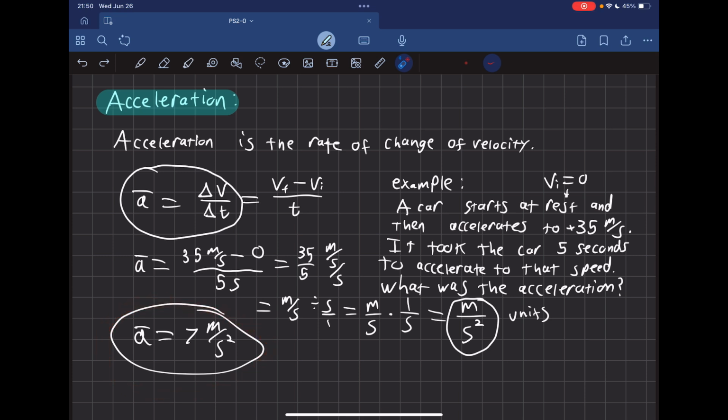Now let's talk about these units. How does this work out to be meters per second squared? Well, we can imagine it's meters per second divided by seconds. And we could put the seconds over 1.